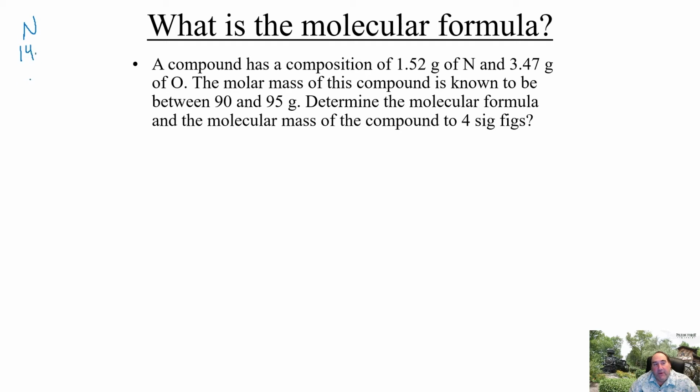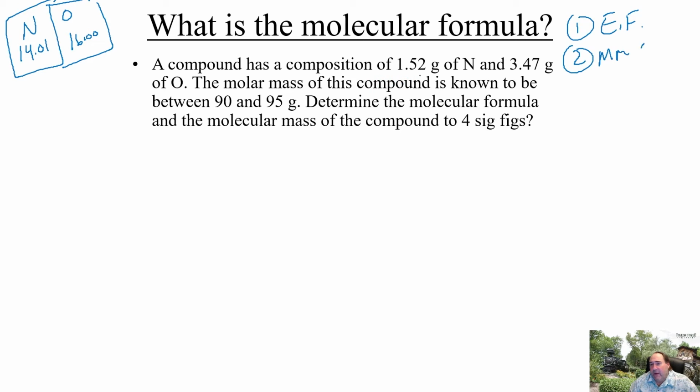Nitrogen is 14.01. Oxygen is 16. In this case, we are not given the empirical formula. So remember, you need the empirical formula to figure out the molecular formula. You need the molar mass of the compound.